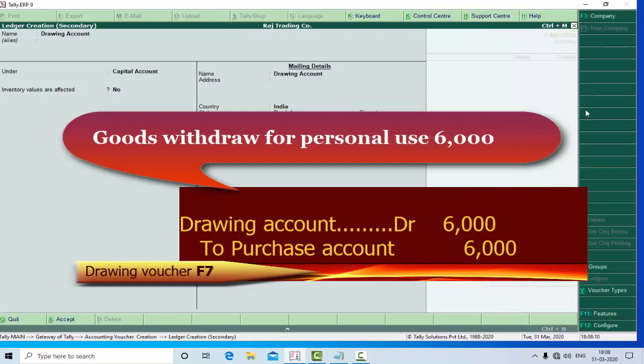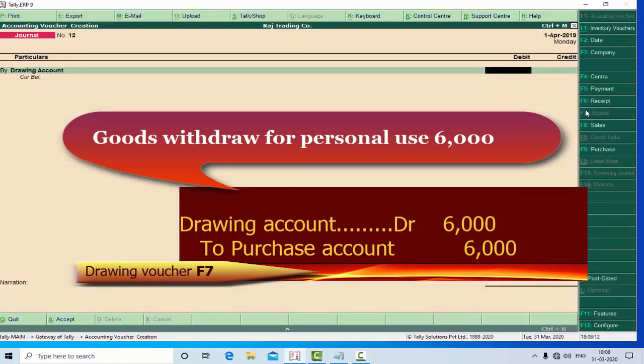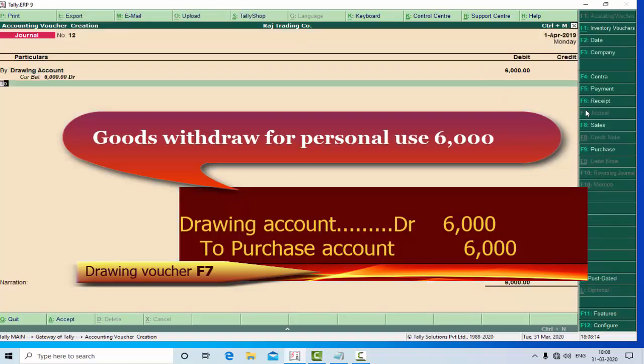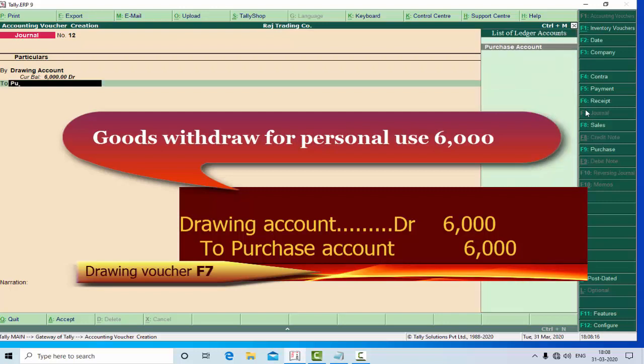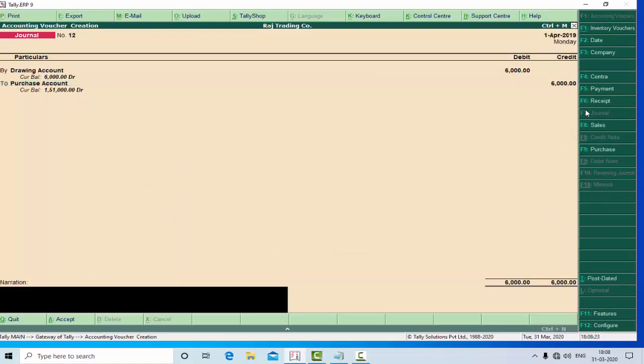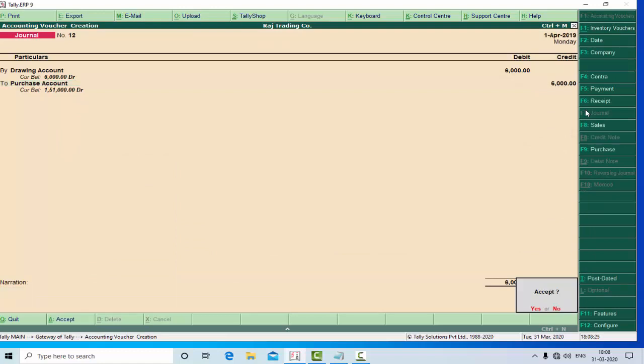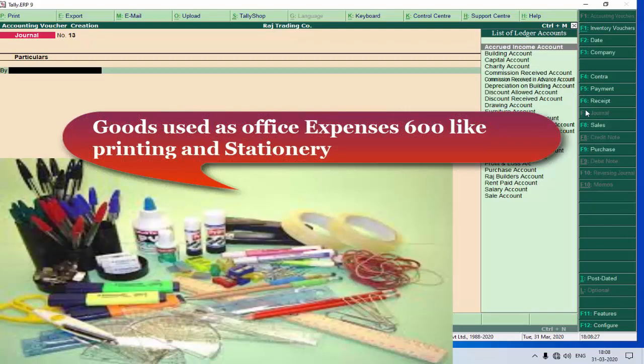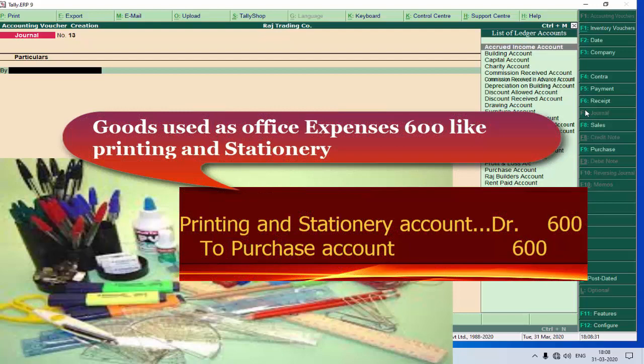I think you understand. And then enter the amount 6000 and withdraw the goods. So credit the purchase. When the goods are withdrawn, credit the purchase, and when the cash is withdrawn from the business, credit the cash account. I think you understand. Next entry is goods used in office. Expenses means goods used in business as an expense.